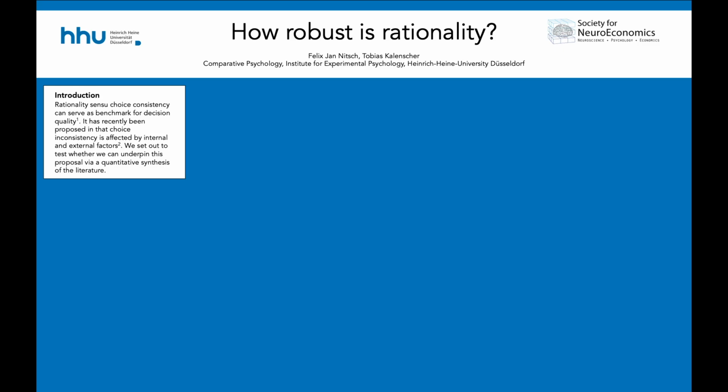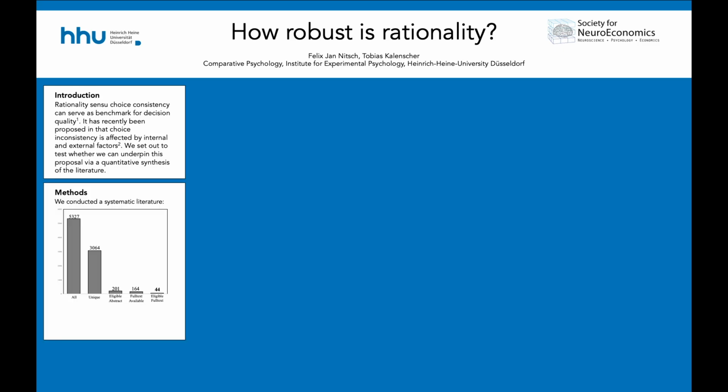To this end, we conducted a systematic literature research on studies that contained hypothesis tests on possible influence factors of choice consistency, such as the influence of drugs, stress, aging, or brain damage. After reviewing in total more than 3,000 unique articles, we arrived at an inclusion set of 44 articles. To quantify the evidence of a true effect of internal and/or external factors on choice consistency, we used P-curve analysis.